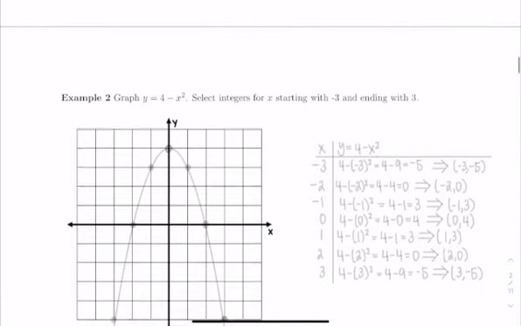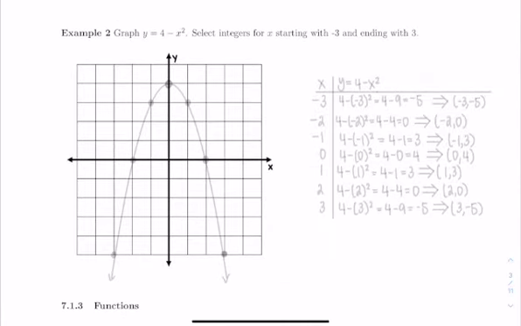We have y equals 4 minus x squared, and we want to graph it. And we're selecting integers for x, starting with -3 and ending with 3. So our values of x that we're allowed to have, we're starting with -3, and they're integers. So -3, -2, -1, 0, 1, 2, and 3.